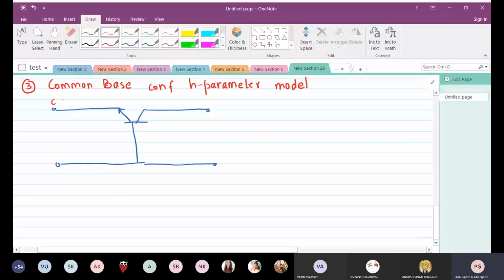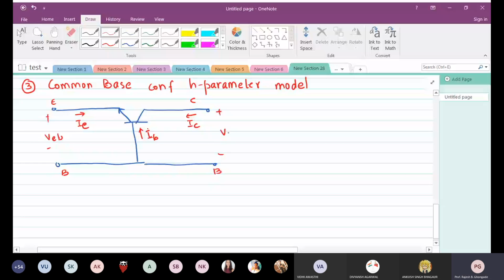This is your emitter. This is your collector. This is the base, because base is common here. So we have the current flowing here as IB. Input current is IE. Output current is IC. Input voltage is VEB. Output voltage is VCB.